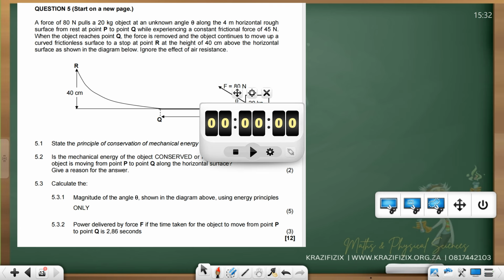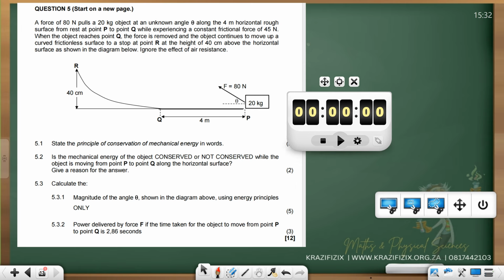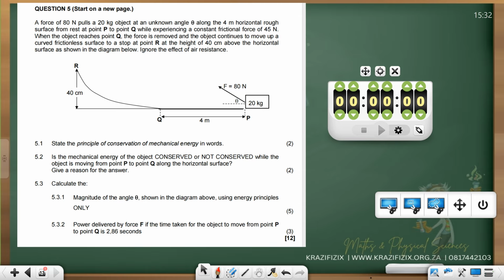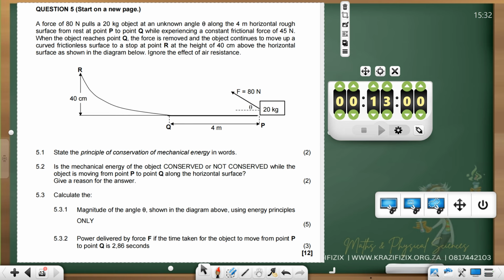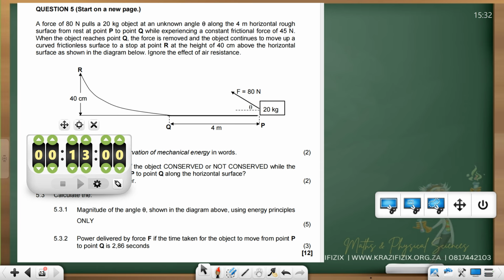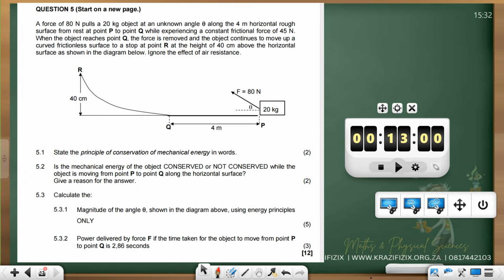Please don't skip any of these laws. 13 minutes because of the first one. Please start from the beginning. I wish I could cover this thing. Please read. Take a moment to read. I know these boys, they want to start answering 5.1.